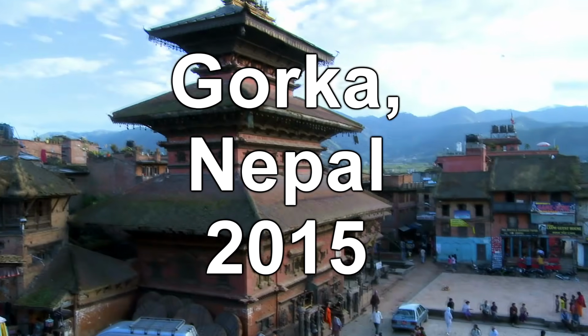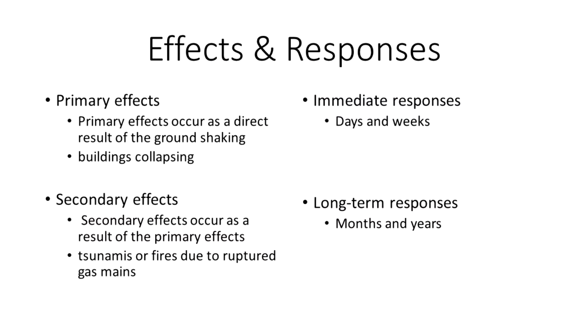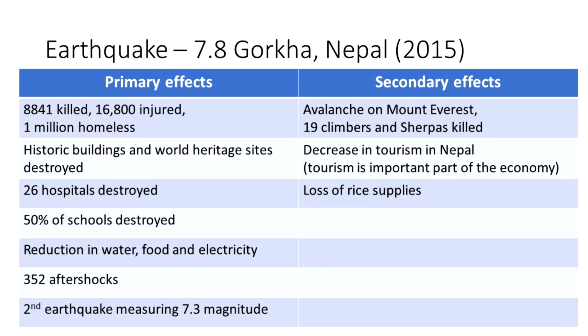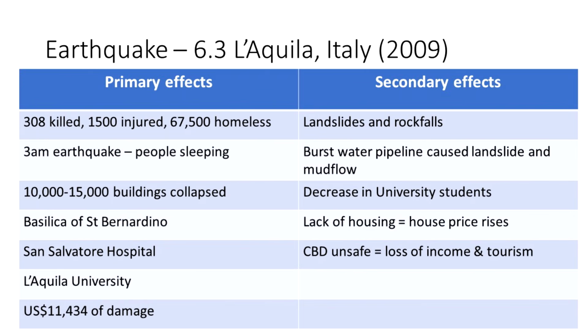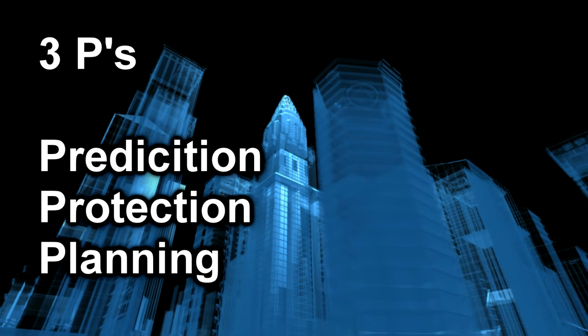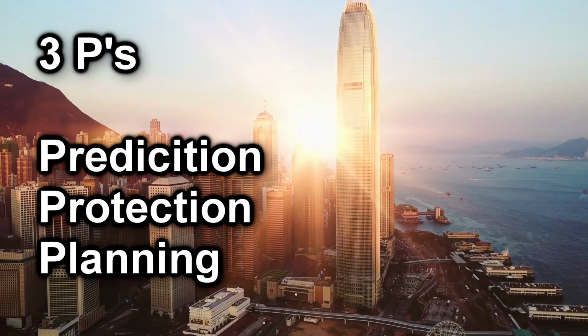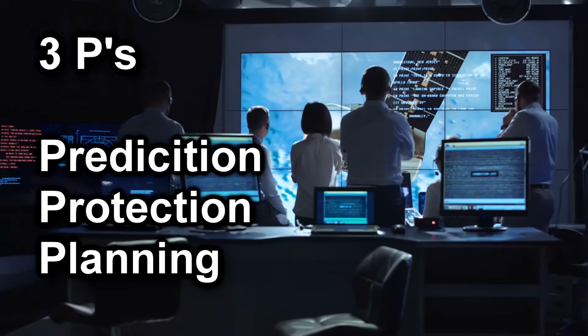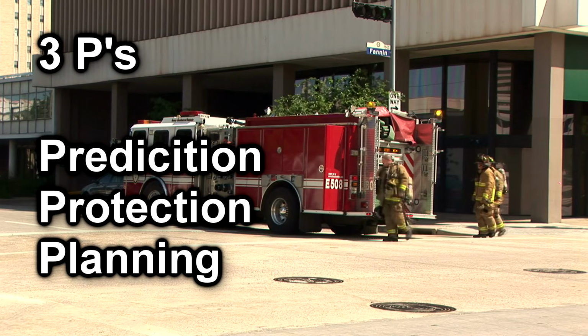You need to understand the differences between the primary and secondary effects, as well as the immediate and long-term responses. My pupils have looked at the Nepal earthquake and the Italian earthquake. You also need to demonstrate why people choose to live near hazards, so you need to consider the reasons why they might not be able to move away. Risk management is also important, so understanding of the 3 Ps, prediction, protection and planning, is also essential.